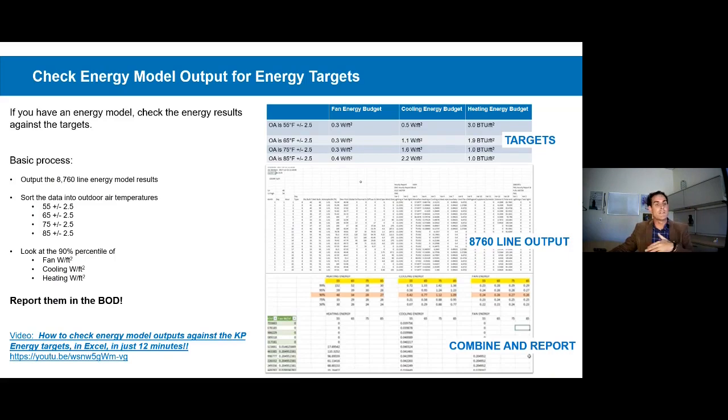Every load or energy modeling software, including Trace, can output an 8,760 line output. You simply take those results and sort them into fan power and cooling power and heating power and block them out by outside air temperature. And then we can report what's the fan power at 55 degrees, what's the cooling power at 75 degrees, what's the heating power at 65 degrees, and just simply list those in our basis of design relative to the targets.